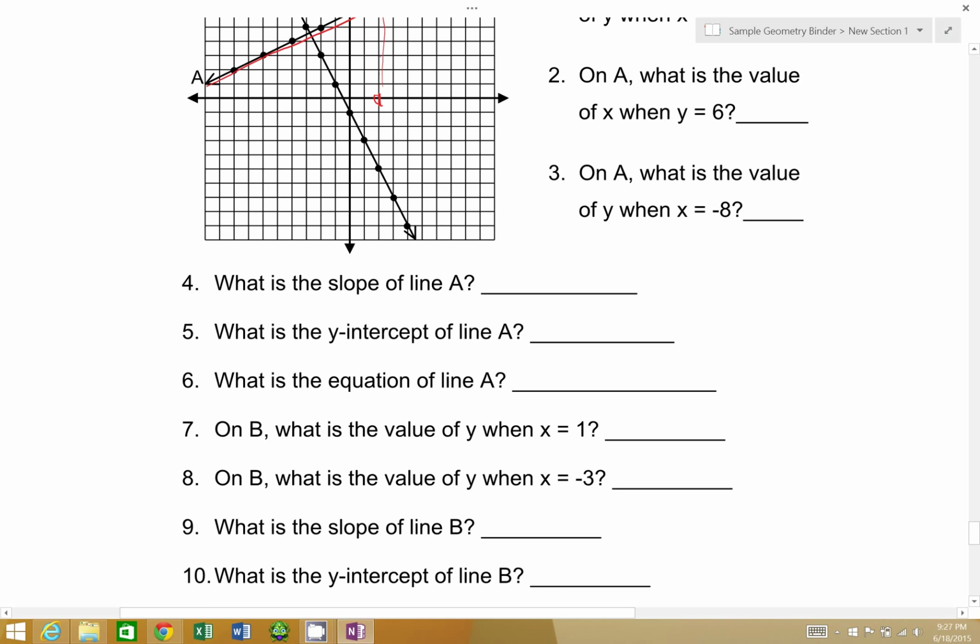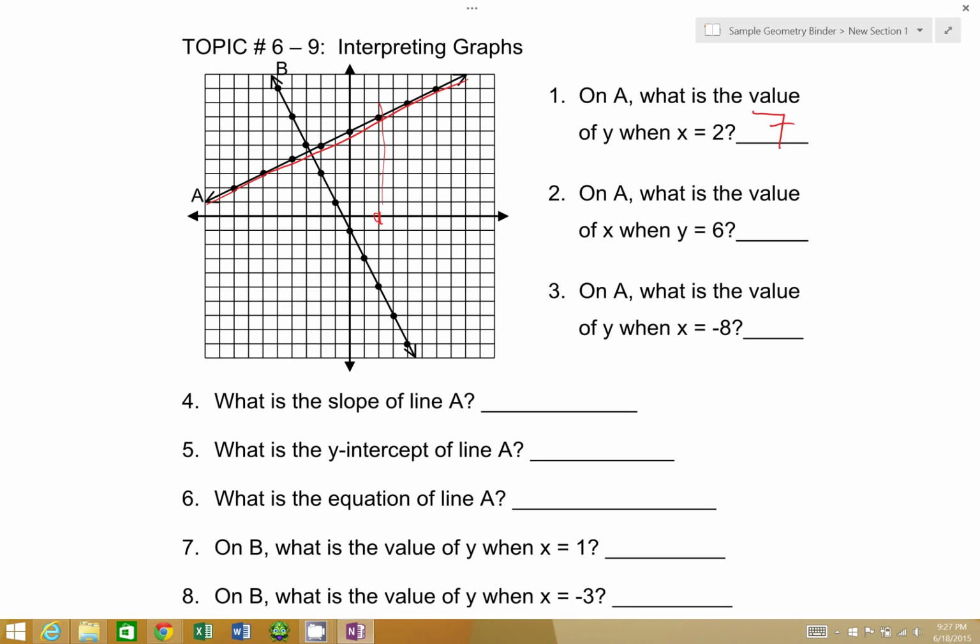All right, and we're back. So what is the value of x when y equals 6 on line A? So when y equals 6, I go up 1, 2, 3, 4, 5, 6. That happens to be my y-intercept. So x is going to be 0. When x equals negative 8, so let's go on line A. 1, 2, 3, 4, 5, 6, 7, 8. And it's up 1, 2. It's positive 2.